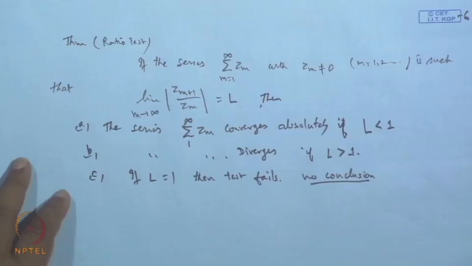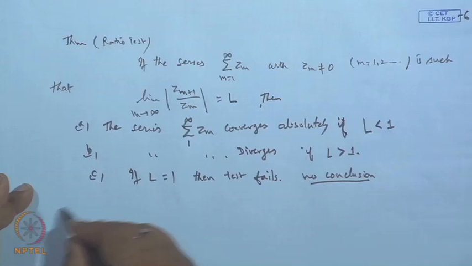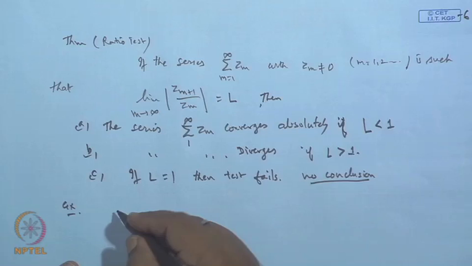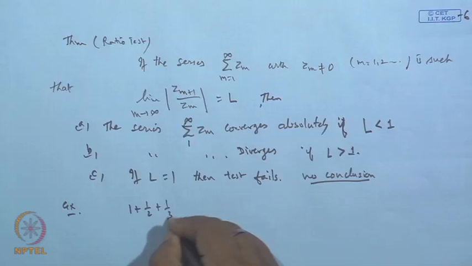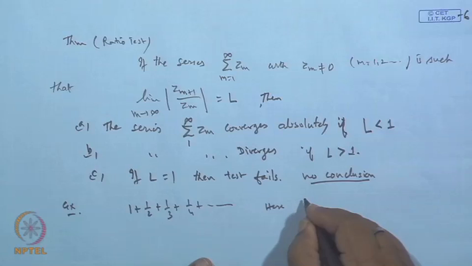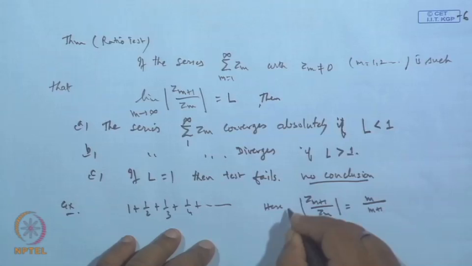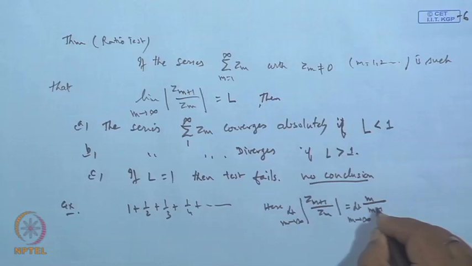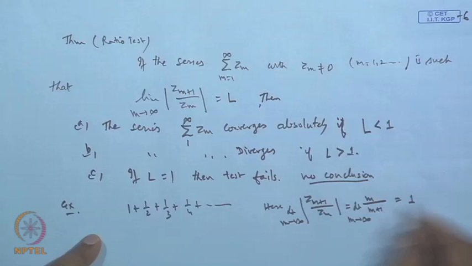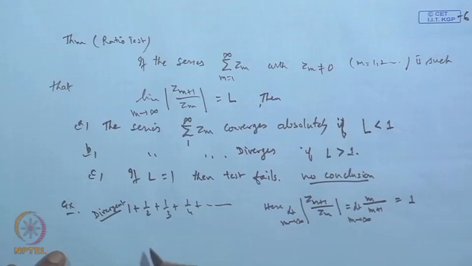So, without proof, in support of this case, we give an example. Suppose I take the series 1 plus 1 by 2, 1 by 3, 1 by 4 and so on. Here, |Zm+1 / Zm| is m over m plus 1. When you take the limit as m tends to infinity, dividing by m, finally you get 1. But this series, we have seen, is a divergent series.